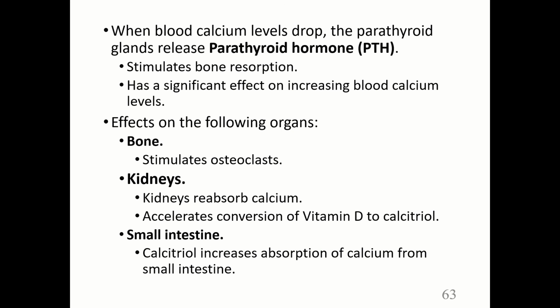When blood calcium levels drop, the parathyroid glands will release parathyroid hormone, abbreviated as PTH. Parathyroid hormone will stimulate bone resorption, and it has a significant effect on increasing blood calcium levels. The effects of parathyroid hormone on the following organs include stimulating osteoclasts within the bone, helping kidneys to reabsorb calcium, and also accelerating the conversion of vitamin D to calcitriol. And in the small intestine, calcitriol will increase the absorption of calcium into the blood.